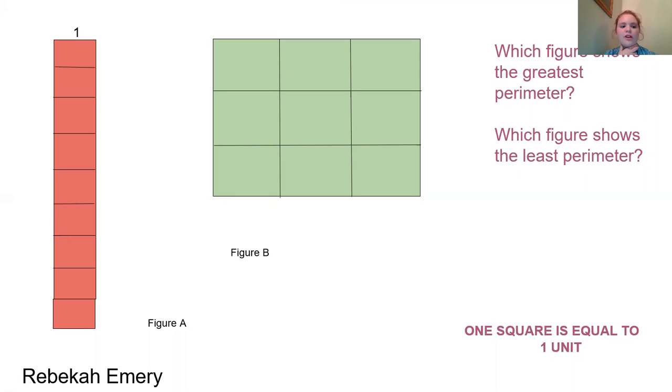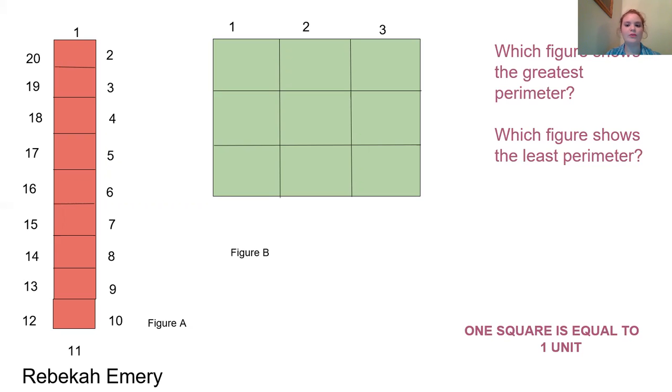Which figure shows the greatest perimeter and which shape shows the least perimeter? Beginning with figure A, where the tiles are arranged in a single row, let's find out the perimeter of the shape. 1, 2, 3, 4, 5, 6, 7, 8, 9, 10, 11, 12, 13, 14, 15, 16, 17, 18, 19, 20. Now let's look at figure B and find its perimeter.